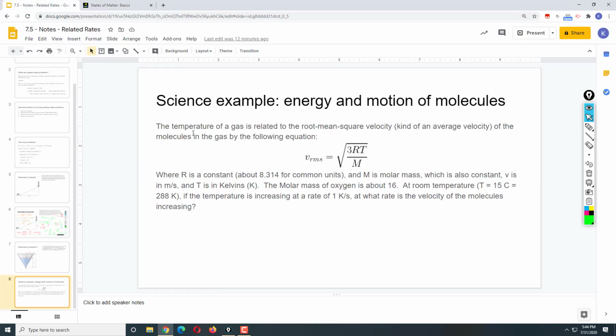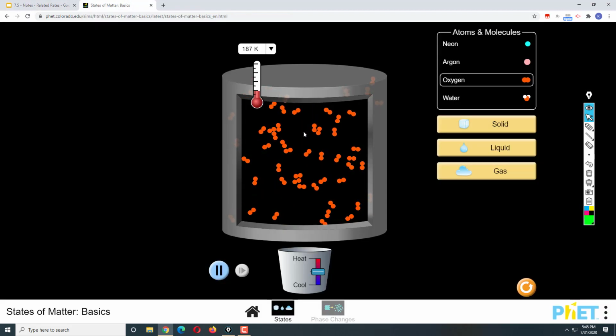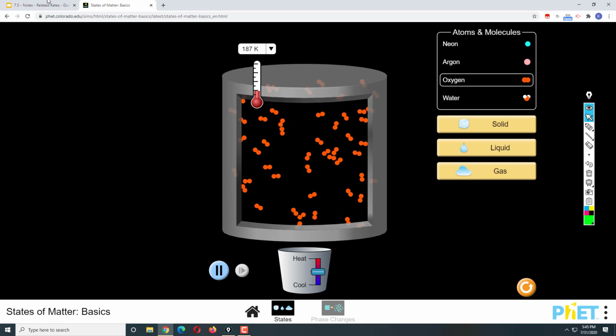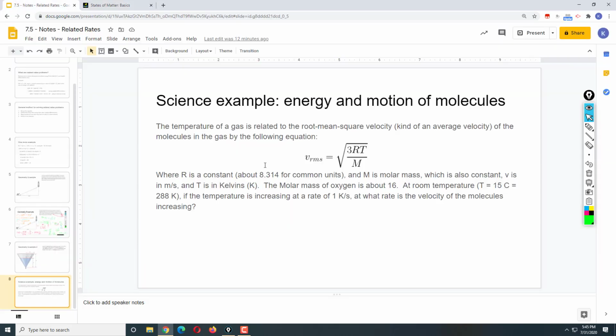So here's the problem. The temperature of a gas is related to the root mean square velocity. It's kind of the average velocity, because these molecules, some are moving faster, some are moving slower. We need an average of the molecules in the gas by the following equation. V is equal to the square root of 3RT over M. R is a constant. It's about 8.314 for the units we're using. Big M is molar mass, which is about 16 for oxygen.